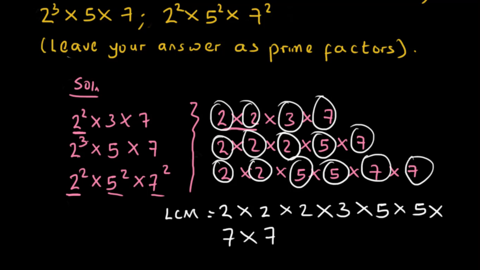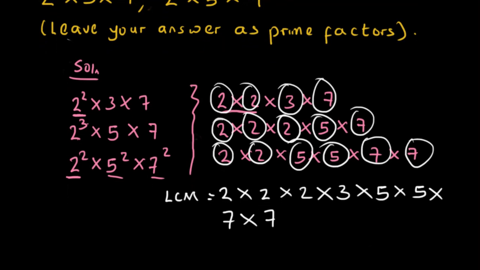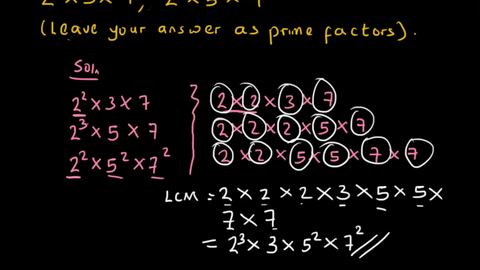Does this make sense? So it means that LCM equals 2 raised to power 3, times, we have 1 3, so times 3, times, how many 5s do we have? 1 2, 5 raised to power 2, times, how many 7s do we have? 1 2, 7 raised to power 2. Now this is our answer. Do you understand? I hope you do.